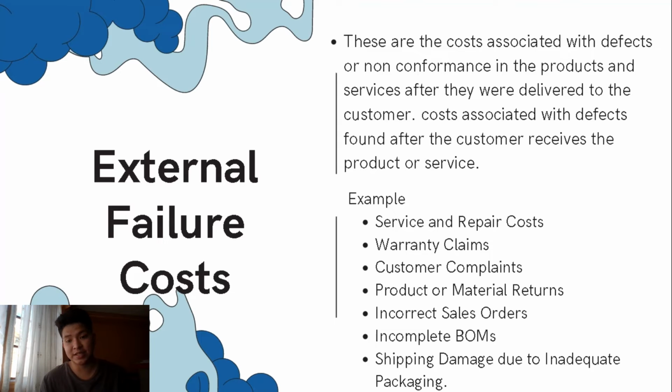It is the defects found after the customer receives the product or the service. The examples are service and repair costs, the warranty claims, the customer complaints, the product or material returns, incorrect sales orders, incomplete BOMs, the shipping damage due to inadequate packaging. Those are the examples of external failure cost.